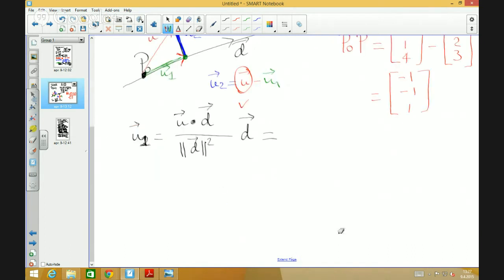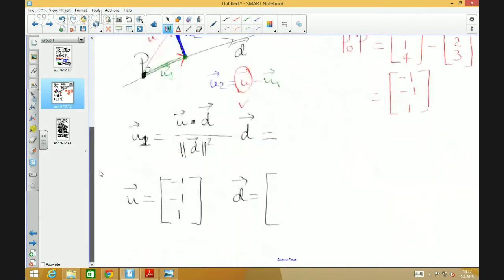So let's give ourselves a little bit more of a scratch pad. Let's rewrite. What is u? U is -1, -1, 1. What is d? D is 1, 0, 1. What is the dot product of those two? How do you compute the dot product? You multiply the entries in the same position and you sum all the results. So what is this? It's -1 times 1 plus -1 times 0 plus 1 times 1.